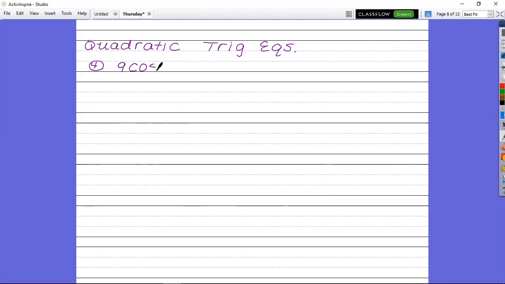We're going to go 9 cos squared theta minus 4 equals 0. This is quadratic because it's squared now. You want to relate this back in the past to when you had to solve 9x squared minus 4. What did you do with 9x squared minus 4? Didn't you factor it? Wasn't it 3x plus 2, and then wasn't it 3x minus 2? Well, believe it or not, you can do the same thing with a trig function. So I'm going to do difference of 2 squares factoring with this.